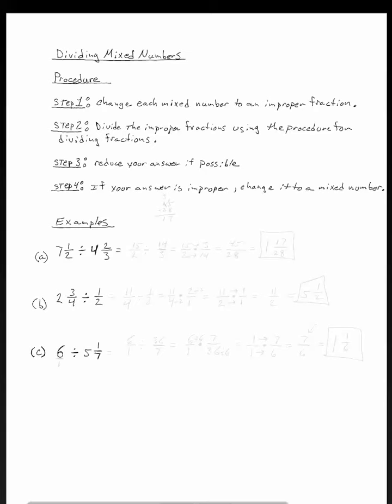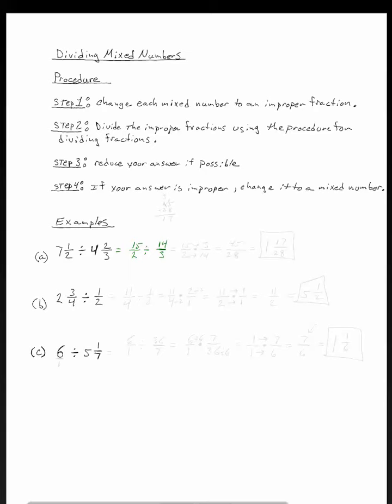So first step in example A, we have 7 1/2 divided by 4 2/3, and we need to change those to improper fractions. So 7 times 2 is 14 plus 1 is 15. That gives us 15 over 2 divided by 4 times 3 is 12 plus 2 is 14. That gives us 14 over 3.